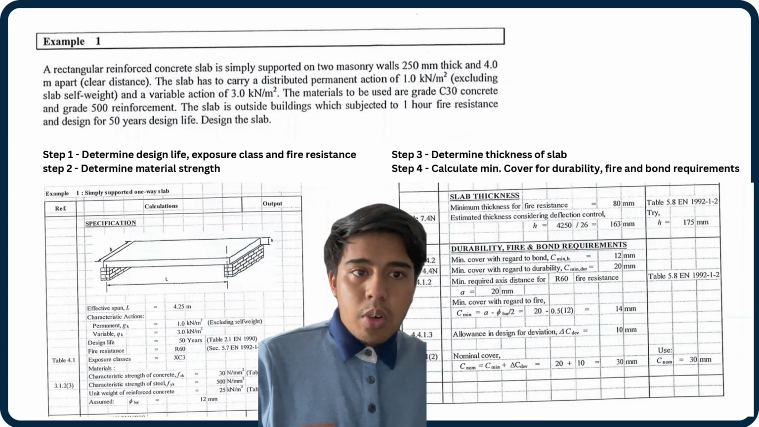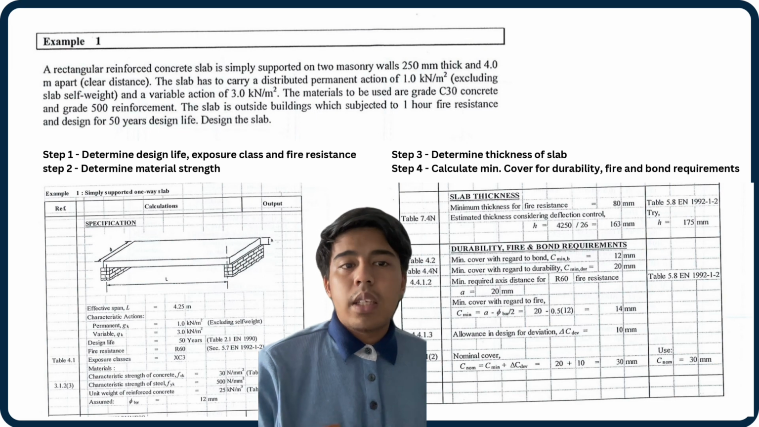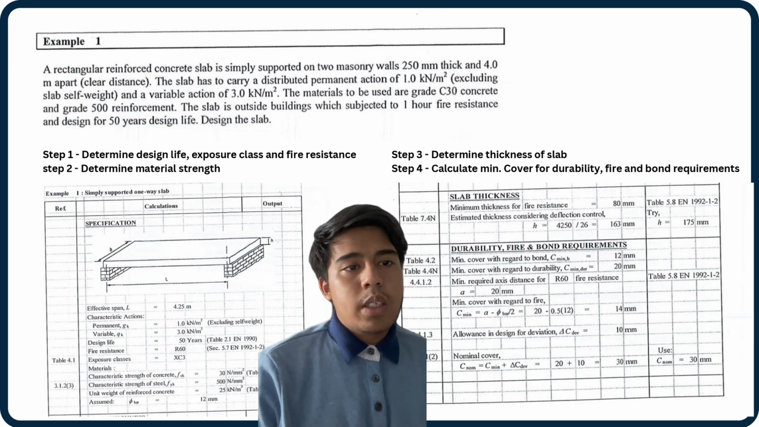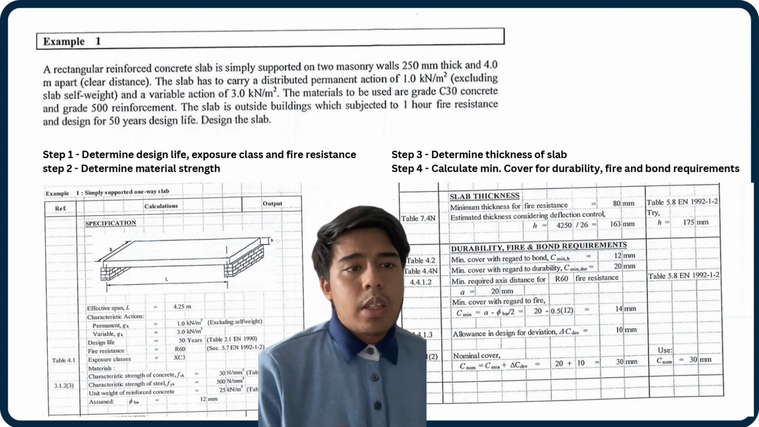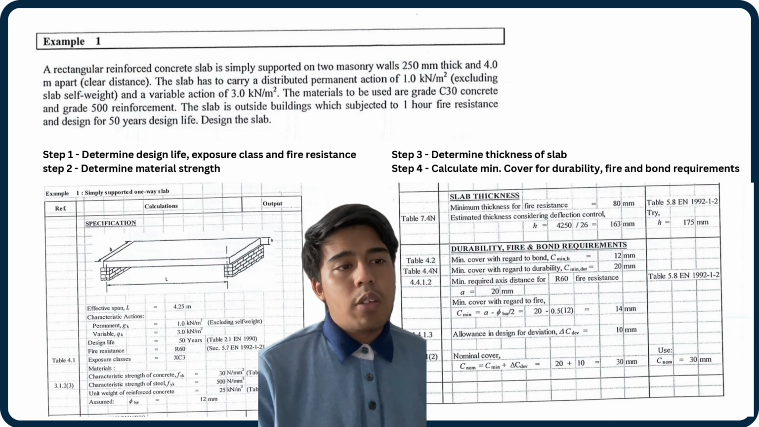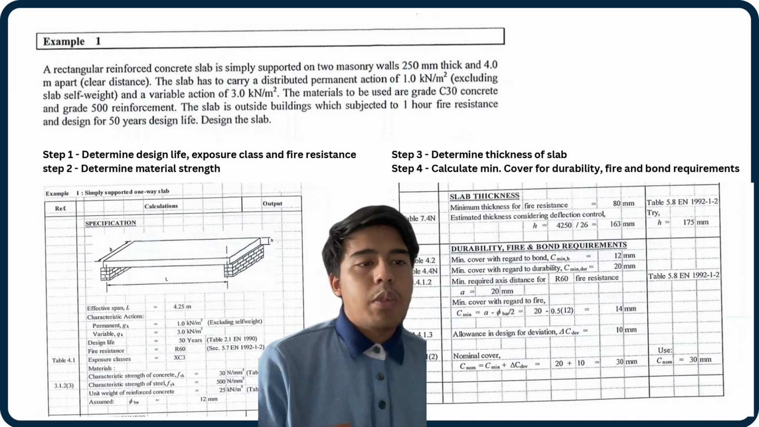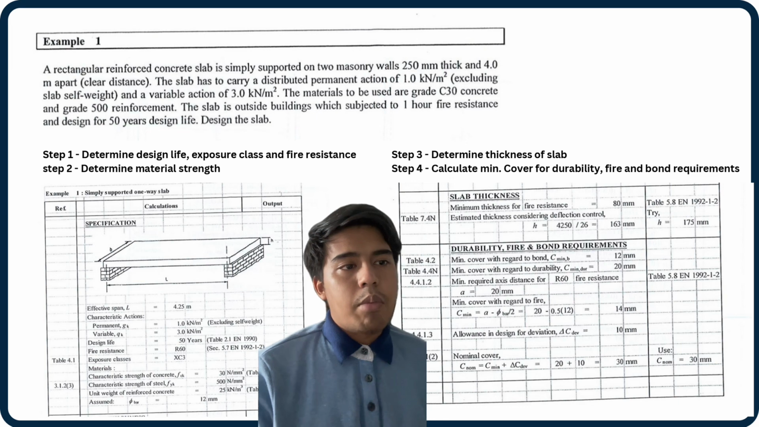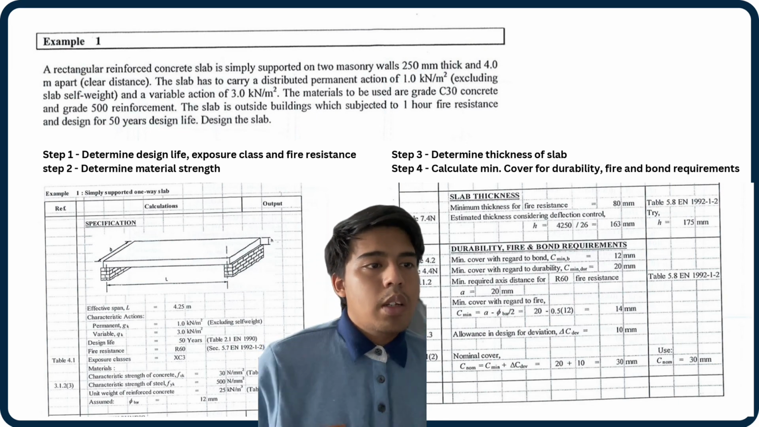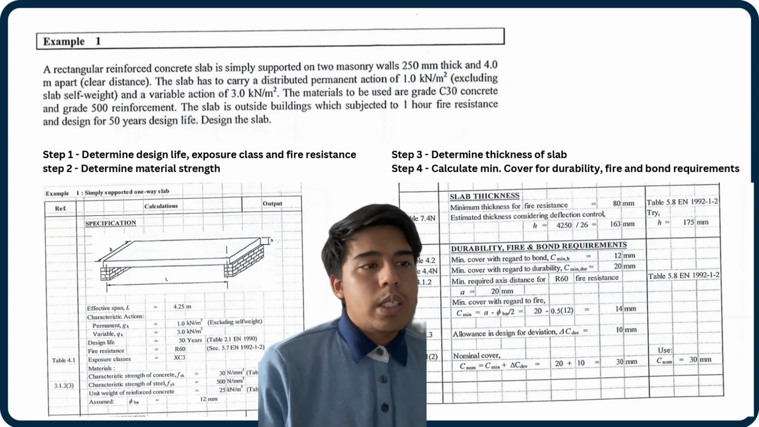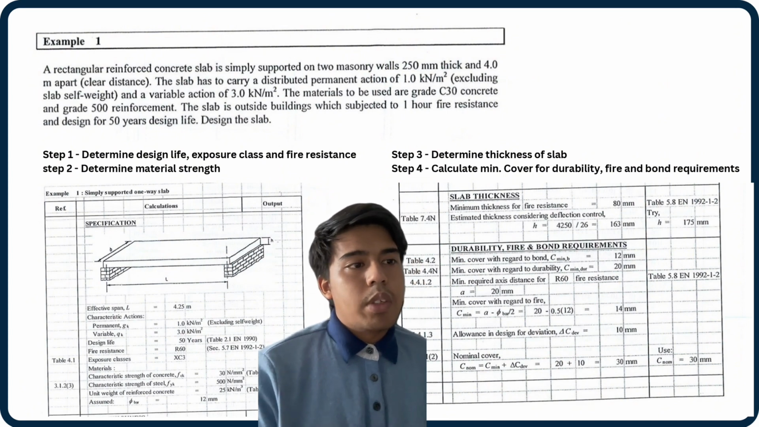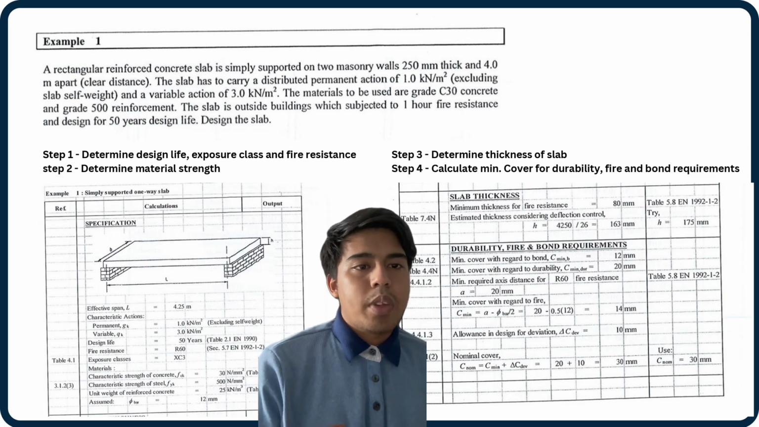Step 3 and step 4. For step 3, determine thickness of slab. The minimum thickness for fire resistance is 80 mm. Estimate thickness considering deflection control: h equals 4250 over 26, and we get the value 163 mm. From table 5.8, we get the value of h is 175 mm because it is close to 163 mm.